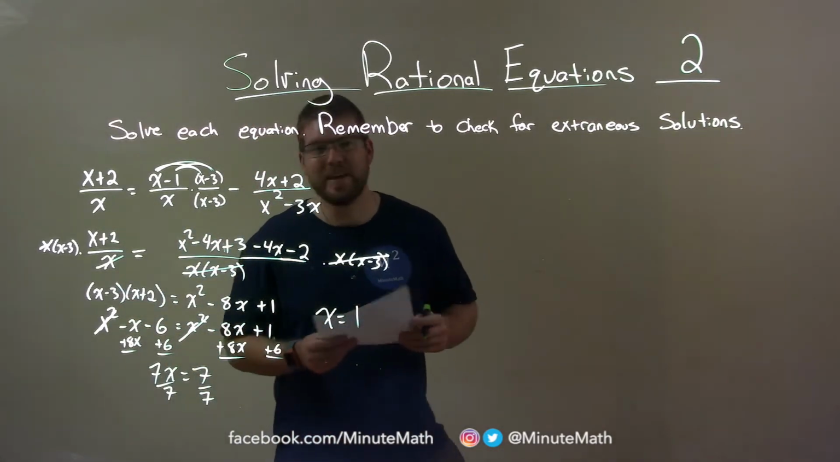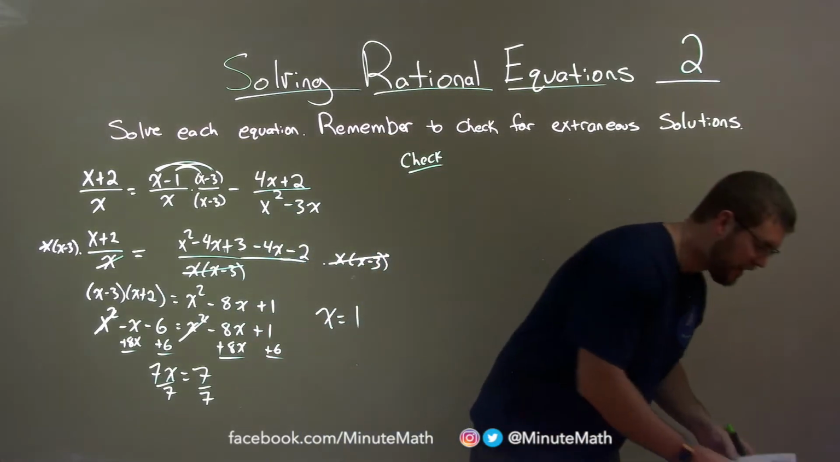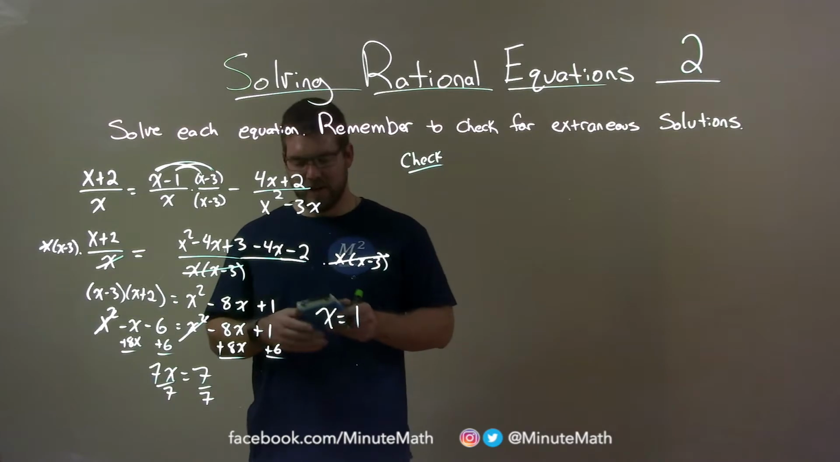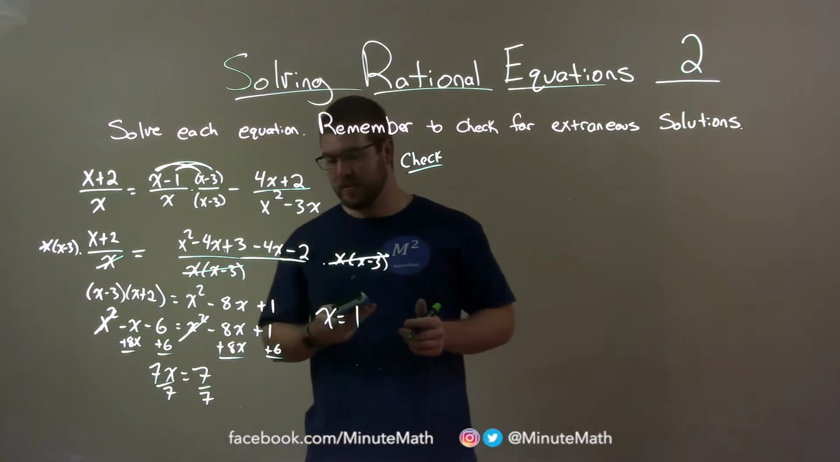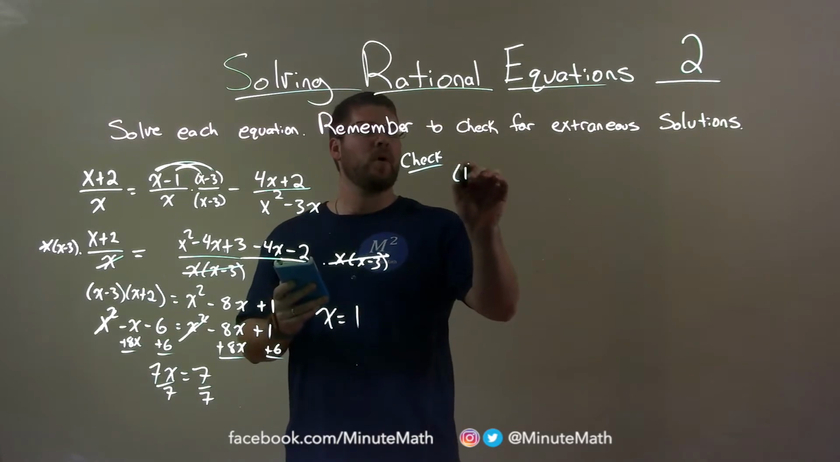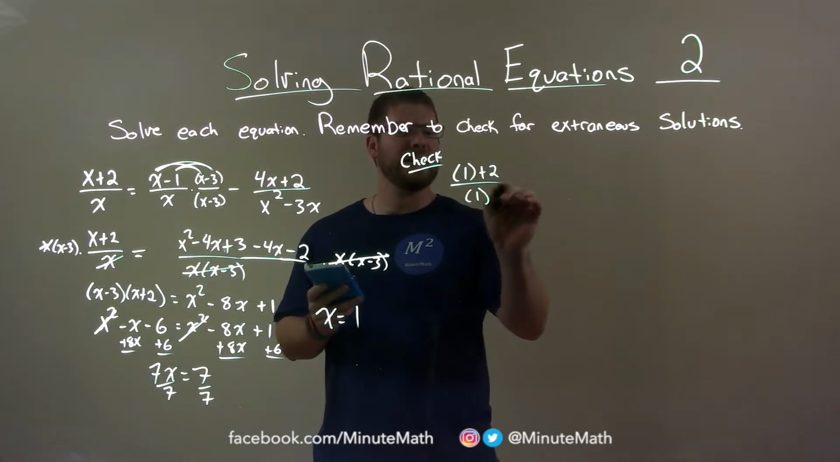But they tell us that we have to check for extraneous solutions. Don't forget that check. Don't just jump ahead and tell your teacher you did it. I always hated it when students said that. So now show me the work. Put 1 in for every single x and see if the left and right hand side are equal.